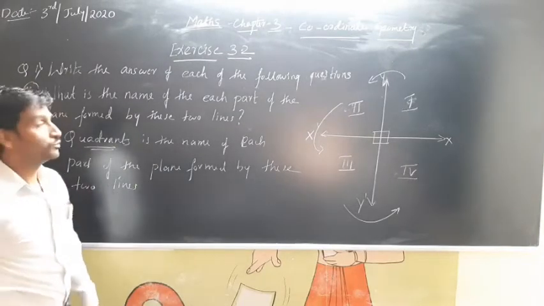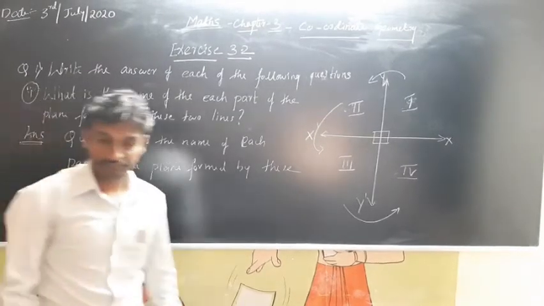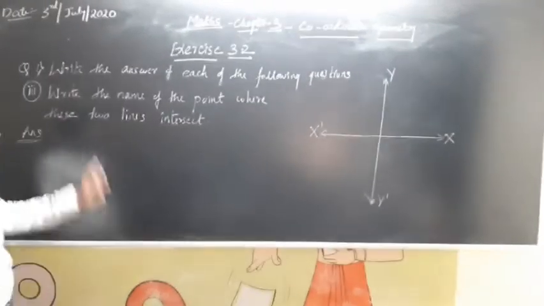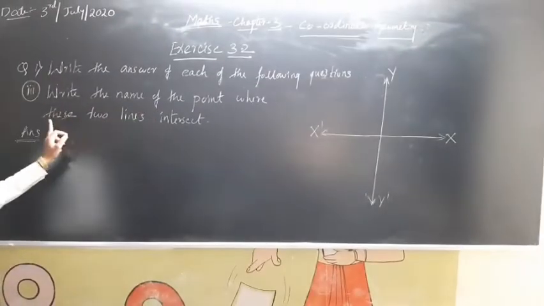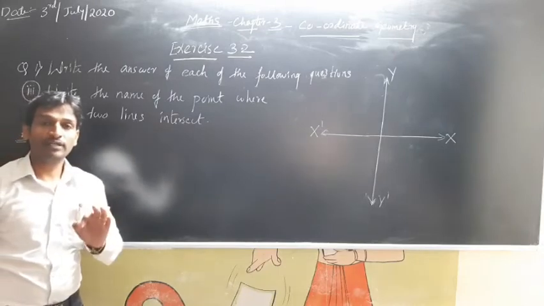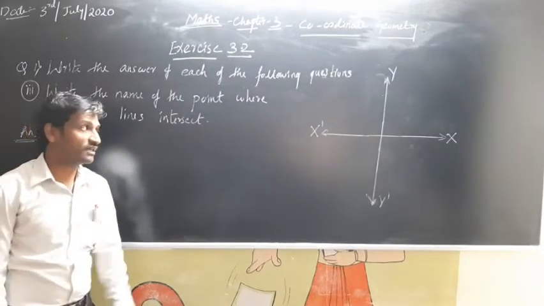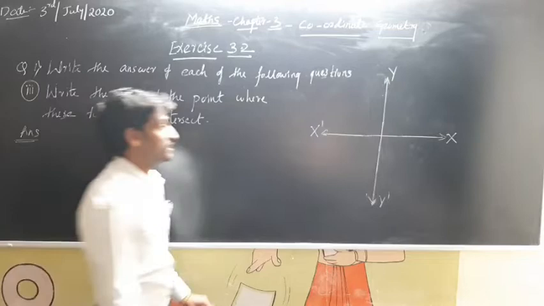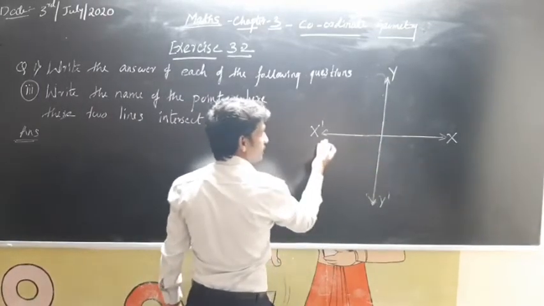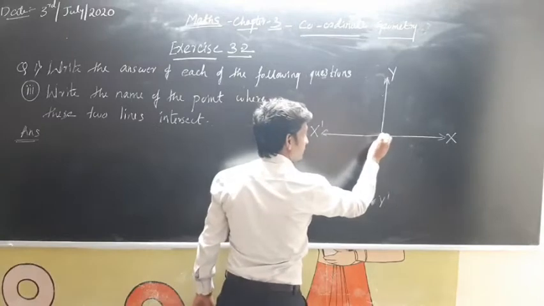So let me take you to the next question here. Okay, let me take you to the third question. It is already written on the board. Write the name of the point where these two lines intersect. What is the name given to the point where the two lines are intersecting? Let us see on the board where the point comes exactly. This is the vertical line, this is the horizontal line. Both of them are meeting at this point.